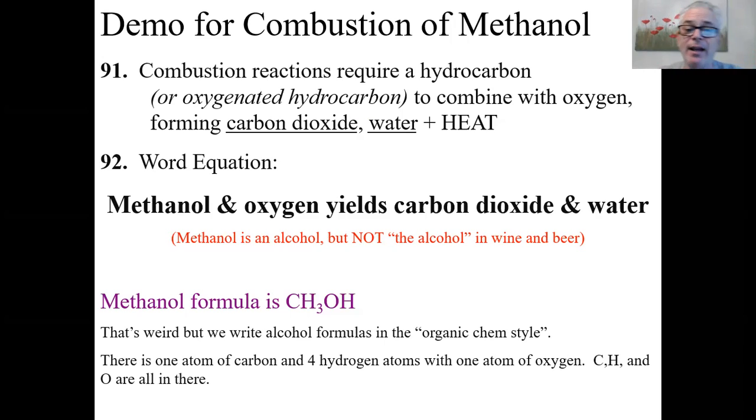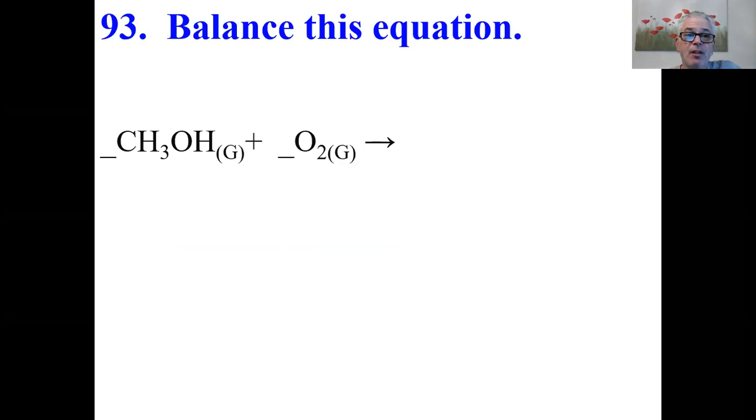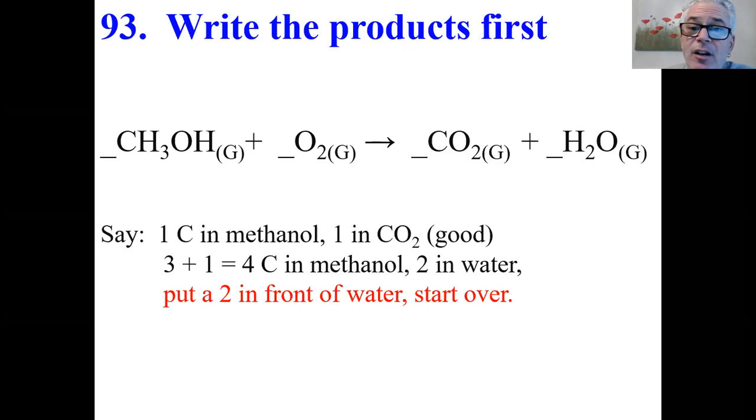Now, we're going to combine it with oxygen. It's going to form carbon dioxide and water, and we're going to try to balance it right now. So this is what the beginning part looks like. Methanol, CH3OH. That's how you would say that, CH3OH. It's a gas. Maybe it's a liquid. It depends on the temperature. Oxygen's a gas, and it's certainly going to form carbon dioxide gas and also water gas because it's going to be really, really hot. So how do we balance this?